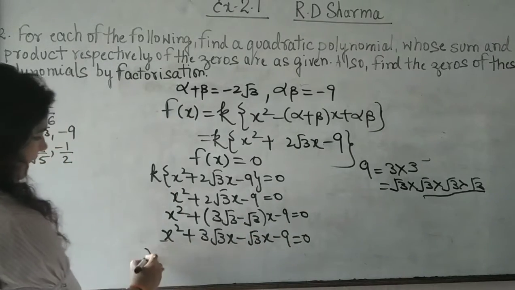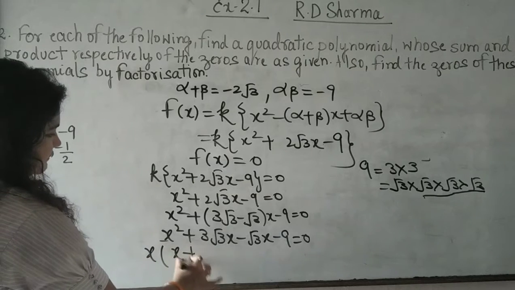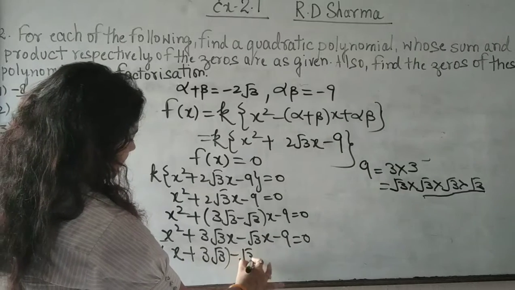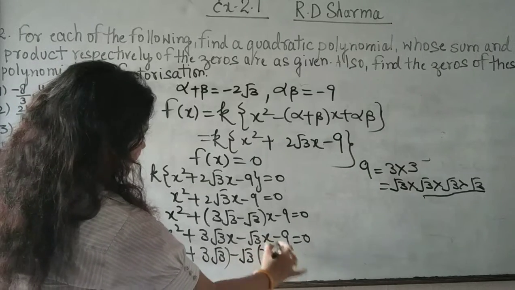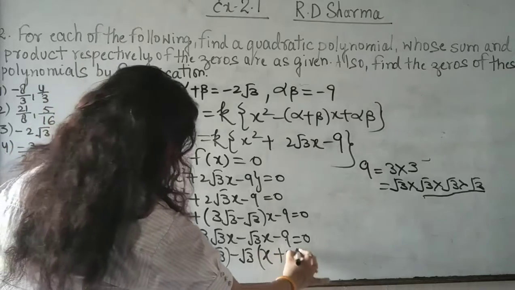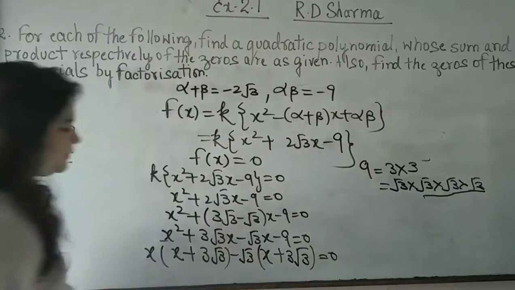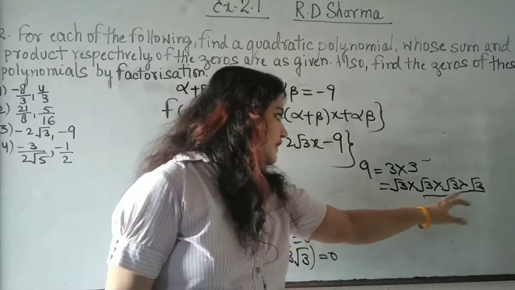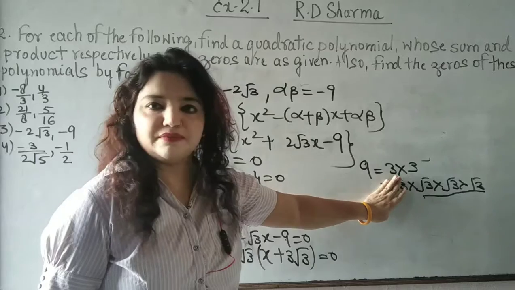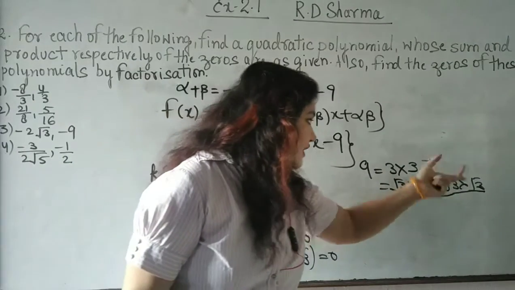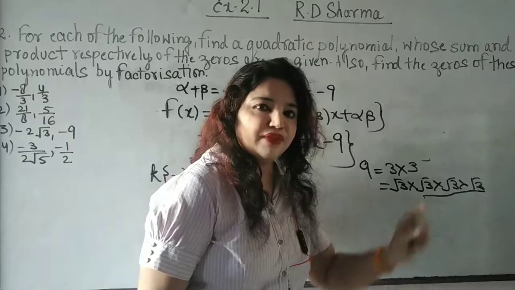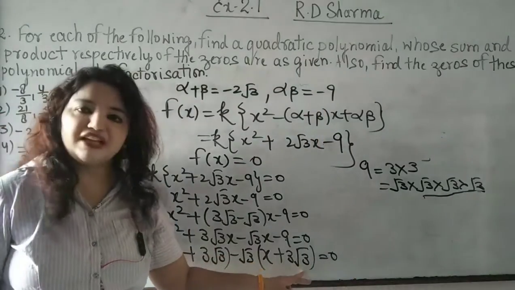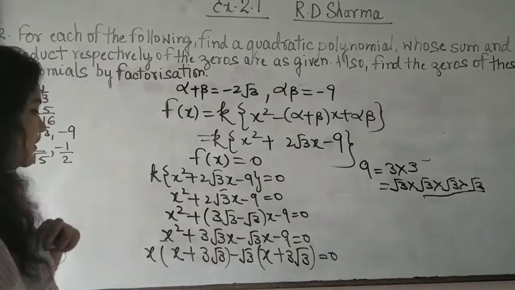Now what is common here? x is common. So here x will be left, here 3 under root 3 will be left, and here I am taking minus under root 3 common. So what will be left? x will be left, plus, and here what will be left? 3 under root 3 is equal to 0. Am I right? Fine. 9 is equal to root 3 into root 3 into root 3. If you take root 3 common, what is left? Root 3 into root 3, and that is equal to 3 root 3. So that's why here we have written 3 root 3 is equal to 0.